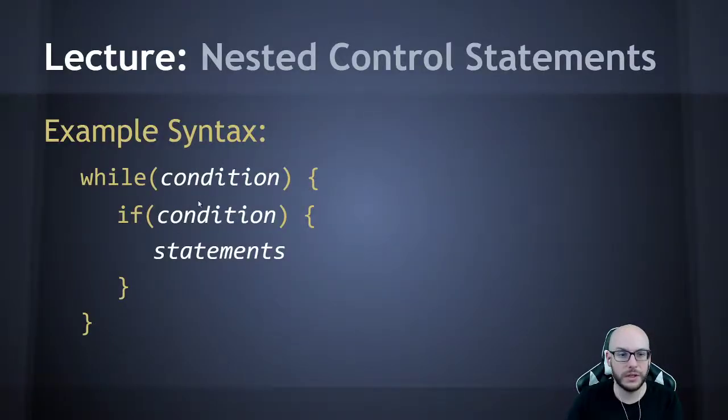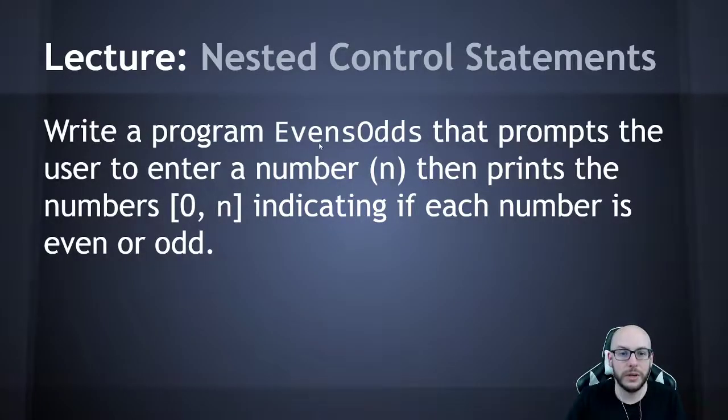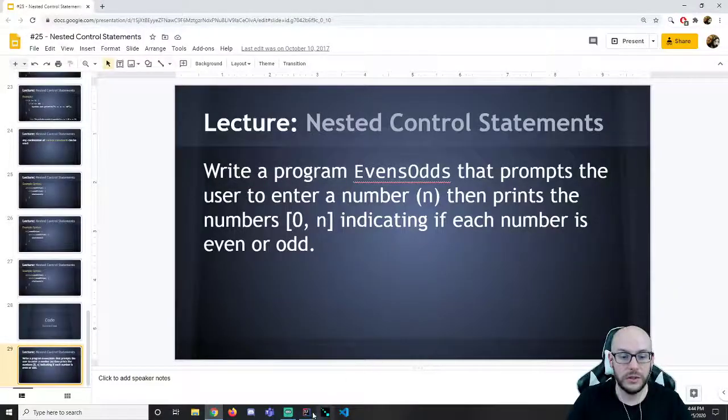This is going to be extremely common. We're about to do this a bunch. We want to write a program, EvensOdds, that prompts the user to enter a number n, then prints the numbers 0 through n, indicating if each number is even or odd. Quick reminder, or for some of you, maybe a notification, first time you're hearing it: 0 is an even number. That is actually factually true.